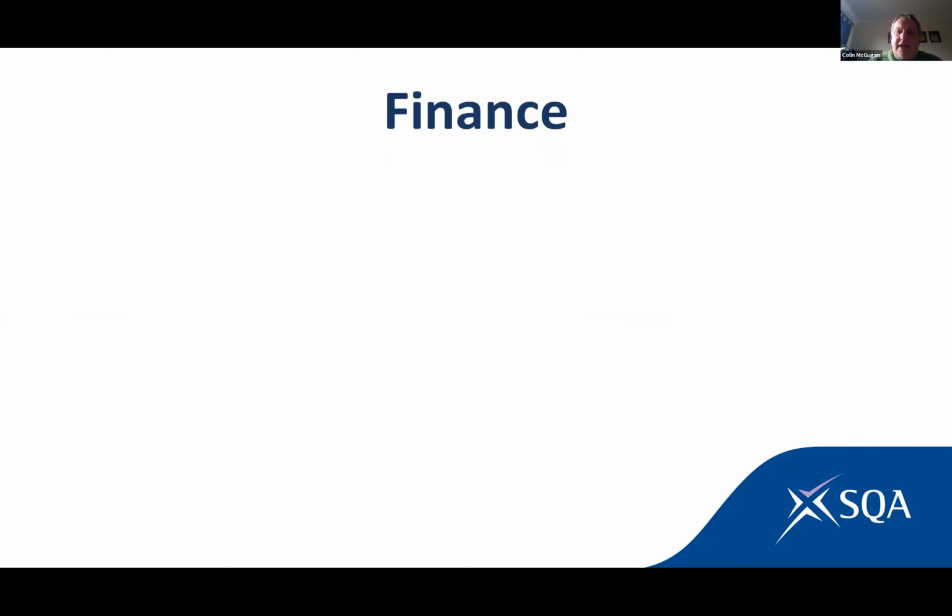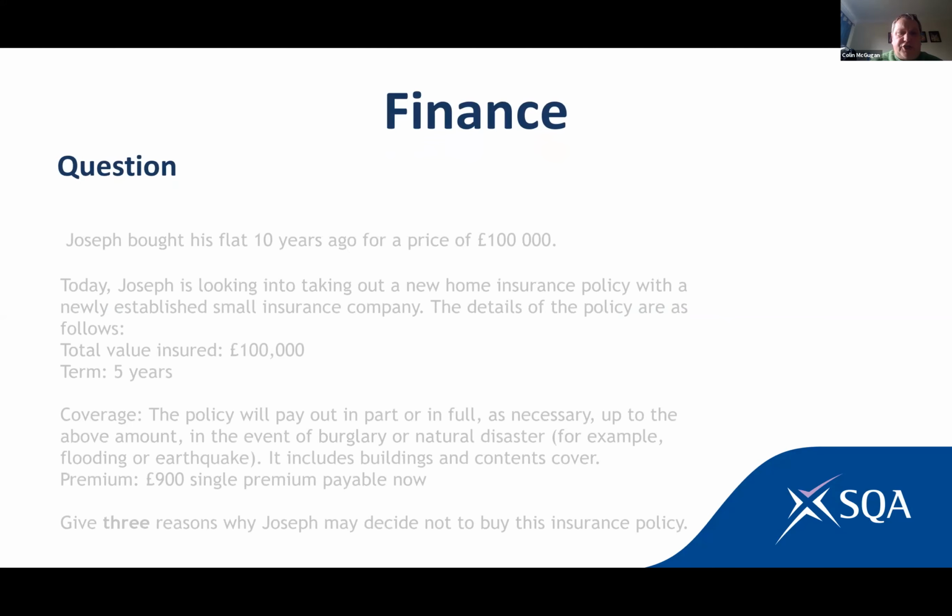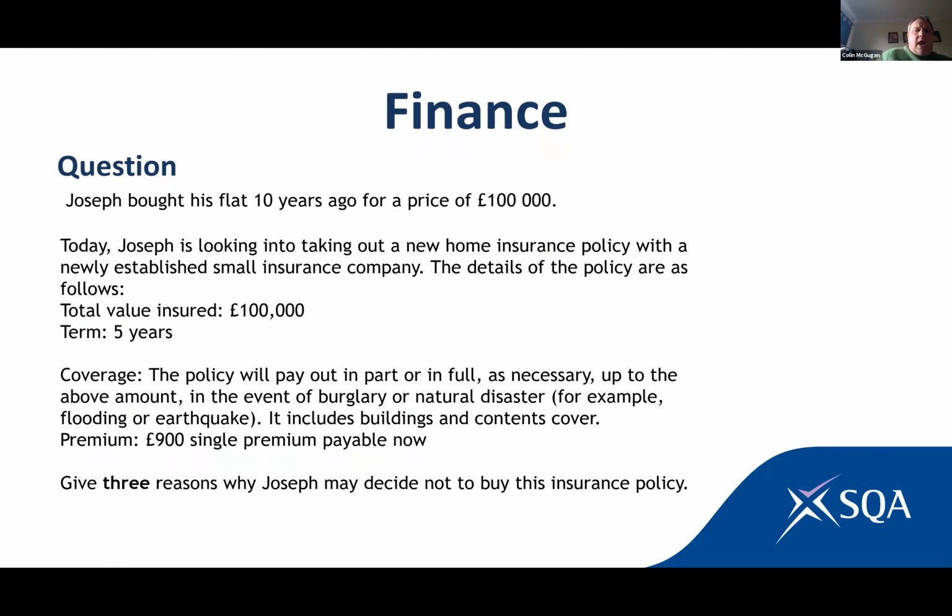So our next question is another finance question. And this question, I'll just give you a second or two to read it yourself. Now, the question here, well, it's a finance question, and we're thinking straight away there are numbers there, so we're looking for calculations here. The actual question itself is asking for justification. It's asking for 3 reasons why he may decide not to buy this insurance policy.